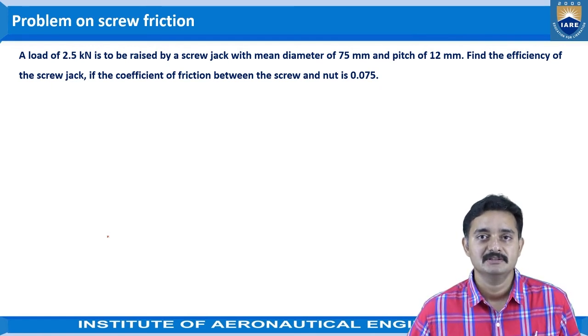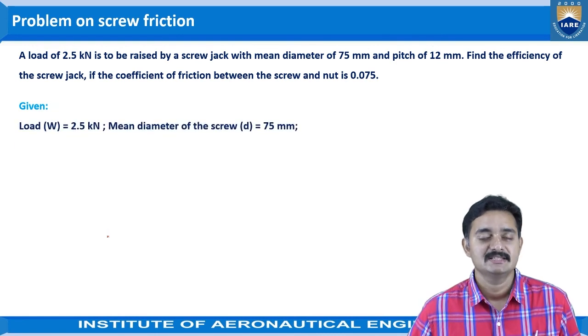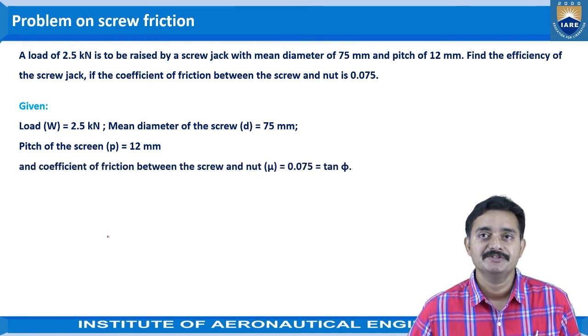So from this question, the data which we need to consider is given that load, that is represented with uppercase letter W, is 2.5 kilonewton. The mean diameter of the screw D is given as 75 millimeters. Pitch of the screw, which is represented with small letter p, is 12 millimeters. And the coefficient of friction between the screw and the nut, that is represented with mu, is 0.075. So this can be equated to tan phi, which is the friction angle.